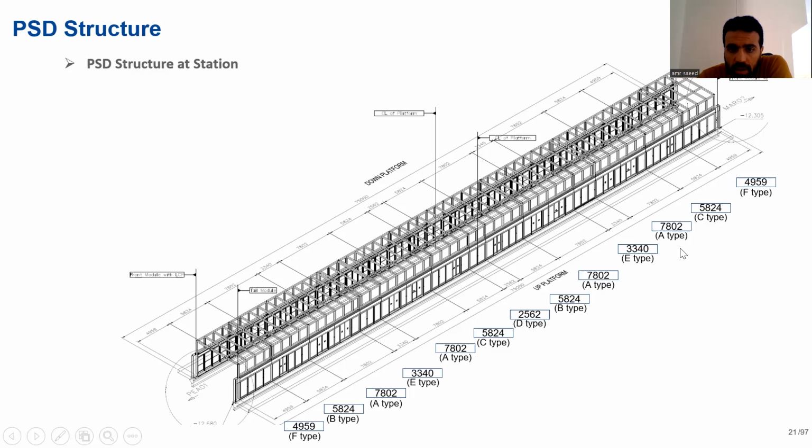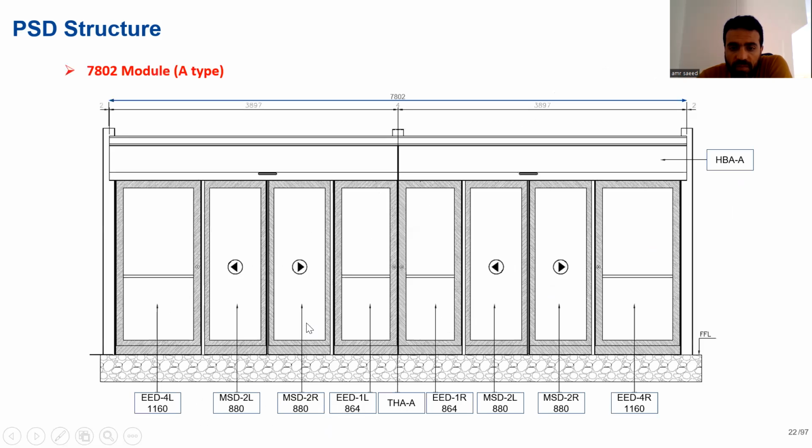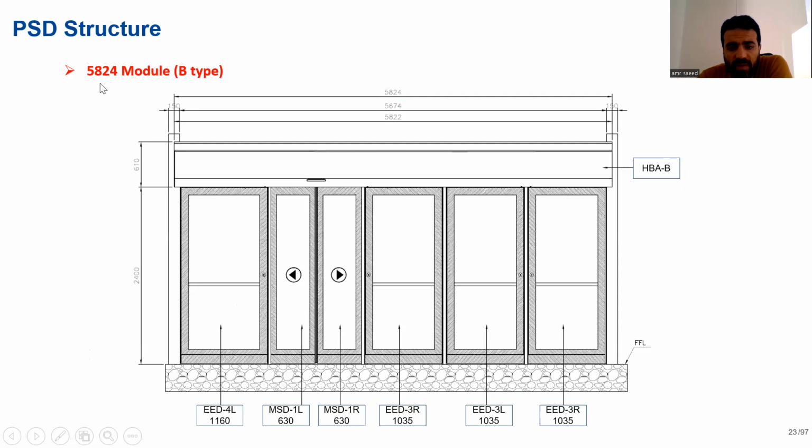As you see here, there are many modules of many types of PSD. These types differ in length, dimension, and the number of MSD and EED. For example, as you see here, this type A module is about 7.8 meters. You'll find here 2 MSD and 5 EED doors, and this is the header box. You can find another module of 5.8 meters with fewer MSD and fewer EED.